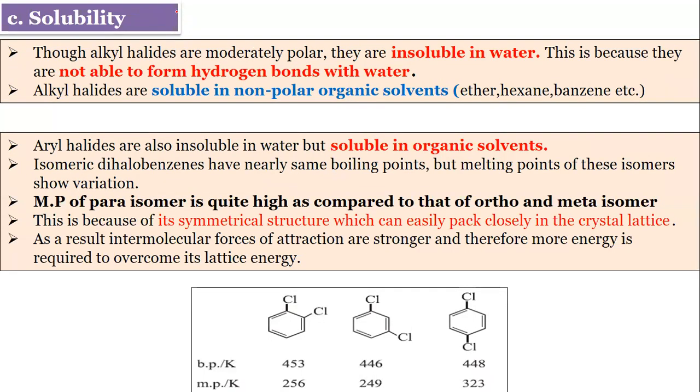Then I'm coming to the solubility. As you know, the bond between carbon and halogen is a moderately polar bond. So these alkyl halides are insoluble in water. Remember, this property is very important. They don't dissolve in water. So if these are not soluble in water, ultimately these will be soluble in organic solvents, 100%. So these are soluble in organic solvents like ether, hexane, and benzene.